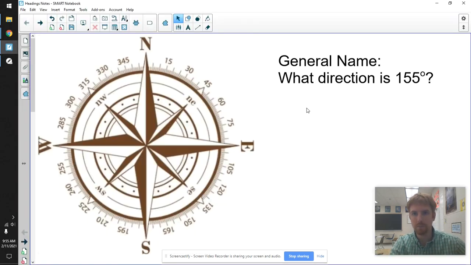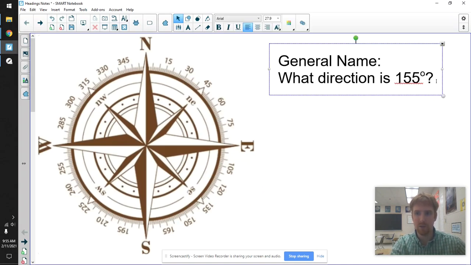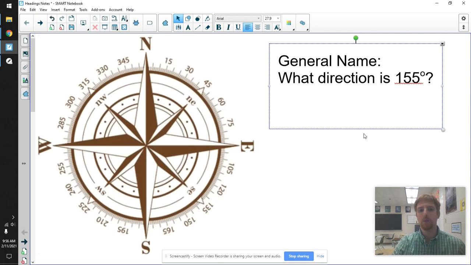Using some of the terms I just talked about, what direction is 155 degrees? That compass had a little bit more detail than this one, but 155 is down here. There's southeast and there's south. So that's a combination of the two. We would say south-southeast, or SSE, because it's roughly halfway between south and southeast.